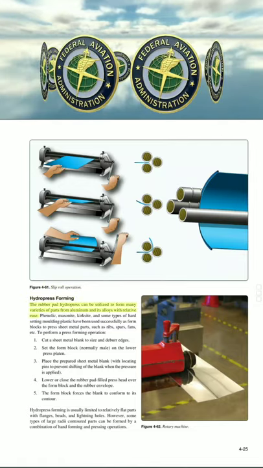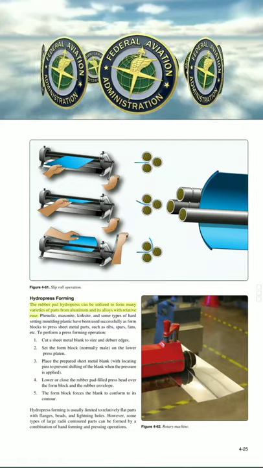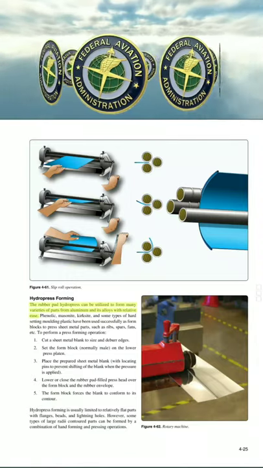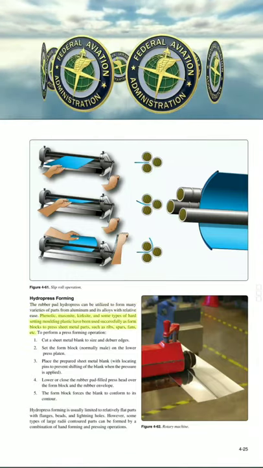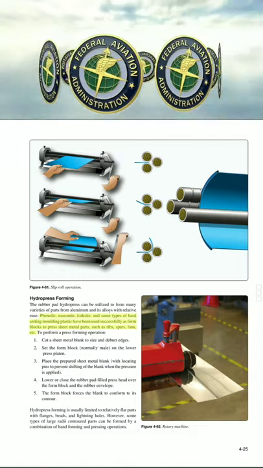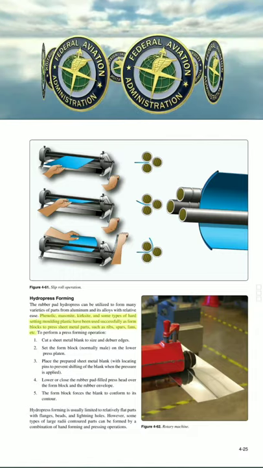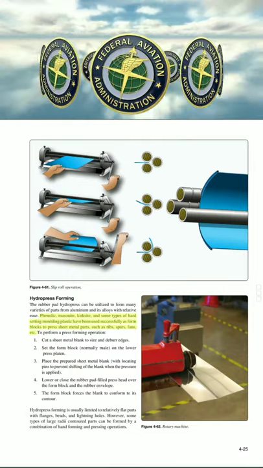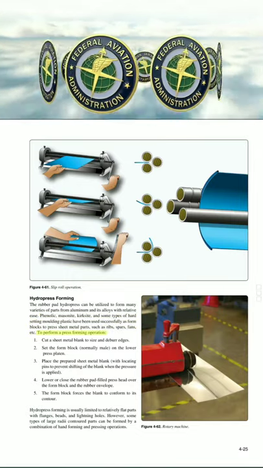Hydropress forming. The rubber pad hydropress can be utilized to form many varieties of parts from aluminum and its alloys with relative ease. Phenolic, masonite, plexiglass, and some types of hard-setting molding plastic have been used successfully as form blocks to press sheet metal parts, such as ribs, spars, fans, etc., to perform a press-forming operation.